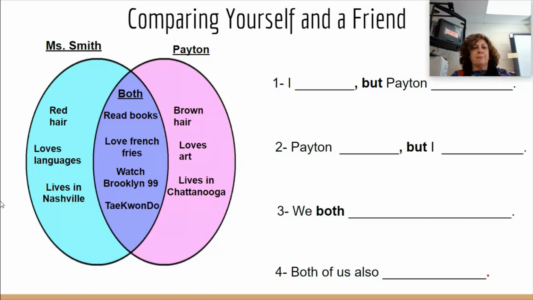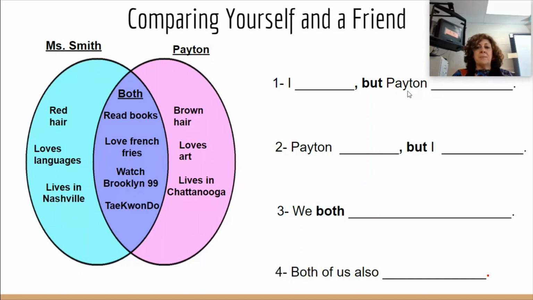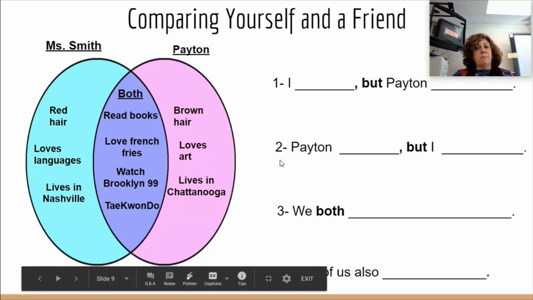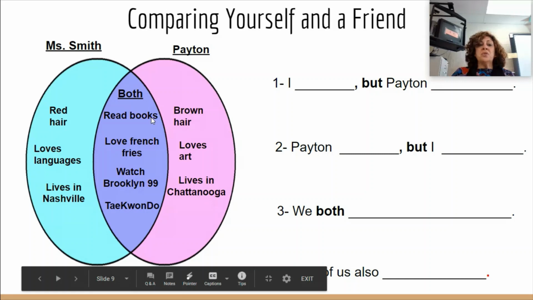So, for example, Miss Smith is saying, I have red hair, but Peyton has brown hair. Peyton loves art, but I love languages. Remember, this is Miss Smith talking, right? We both love to read books.